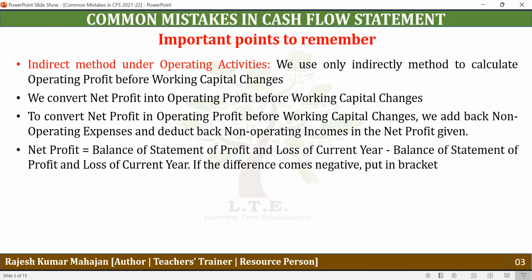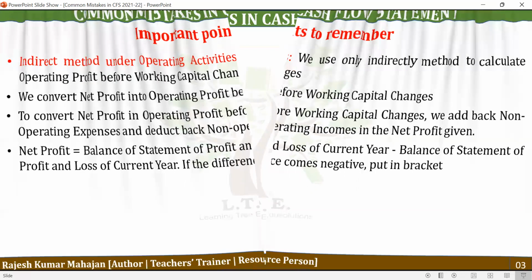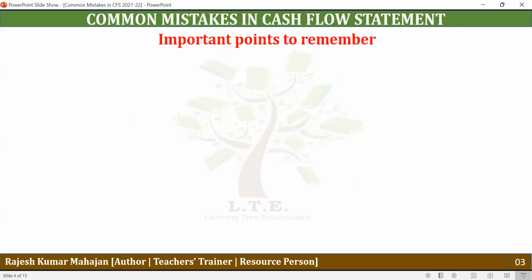So what we have to do is convert the net profit into operating profit before working capital changes. And how can we convert the net profit into operating profit? We have to add all non-operating expenses and deduct all non-operating income from the net profit in order to obtain the net profit before working capital changes. So now we shall have a look at the non-operating expenses and non-operating incomes.